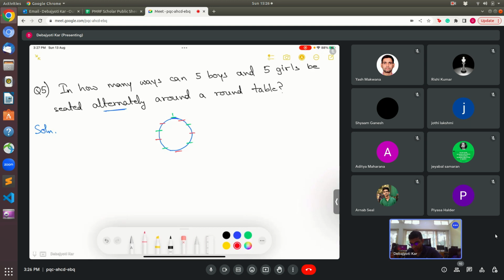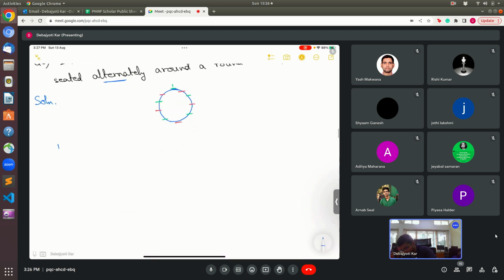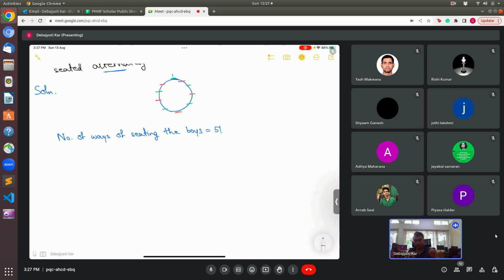So in how many ways? Let's forget for some time that it is a circle. That we'll take care of later. Now there are 5 boys and 5 possible positions for the boys. In how many ways can we arrange them? It's 5 factorial, right? Similarly, since there are 5 girls and 5 possible positions for the girls, how many ways can we arrange the girls? It's again 5 factorial.